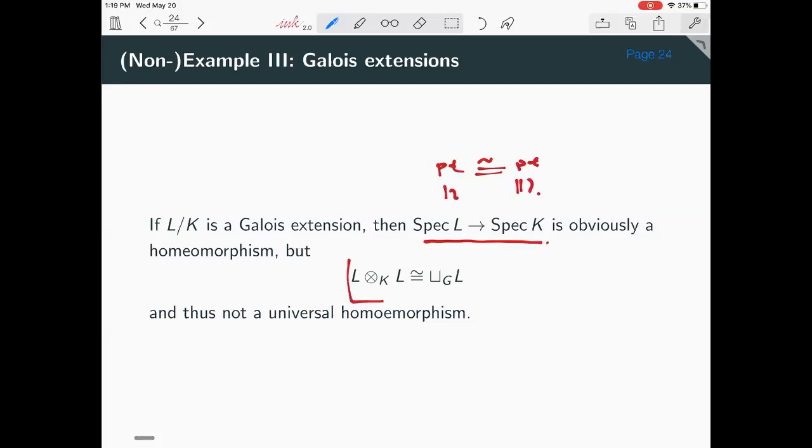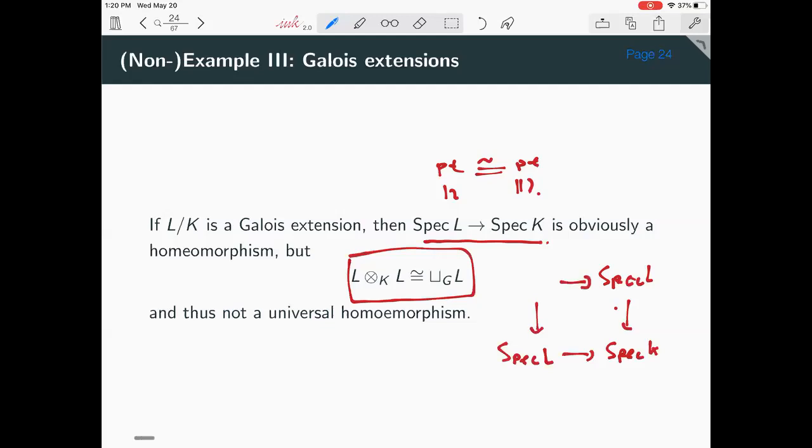However, because it's Galois, you have this decomposition. What you get is that you have Spec L to Spec K, and you take the pullback along itself. This should be a product. Then this thing splits. This becomes G copies of Spec L. So of course, if G is non-trivial, this is not a homeomorphism. So that's a non-example that you should keep in mind.